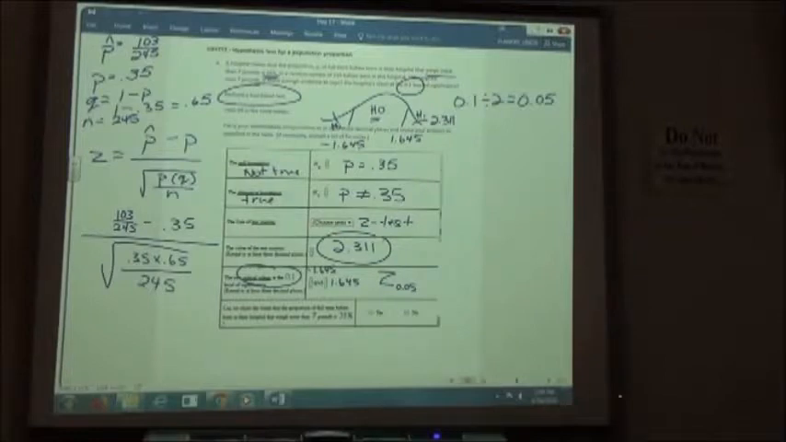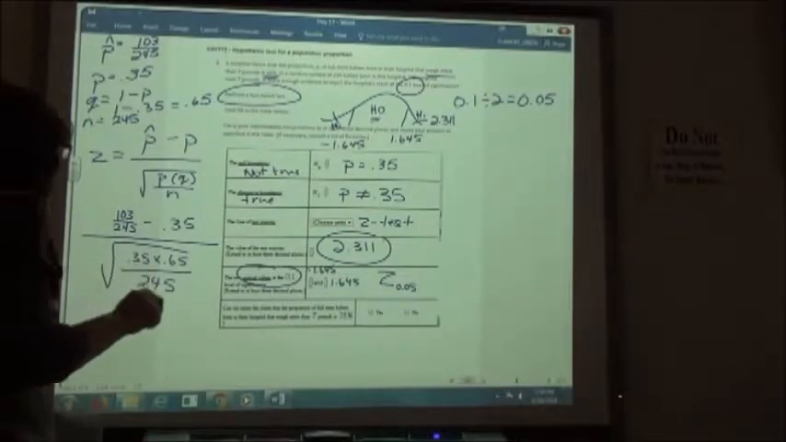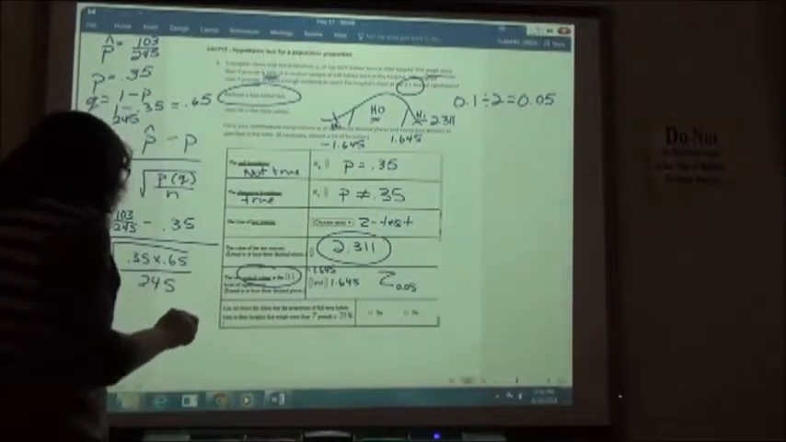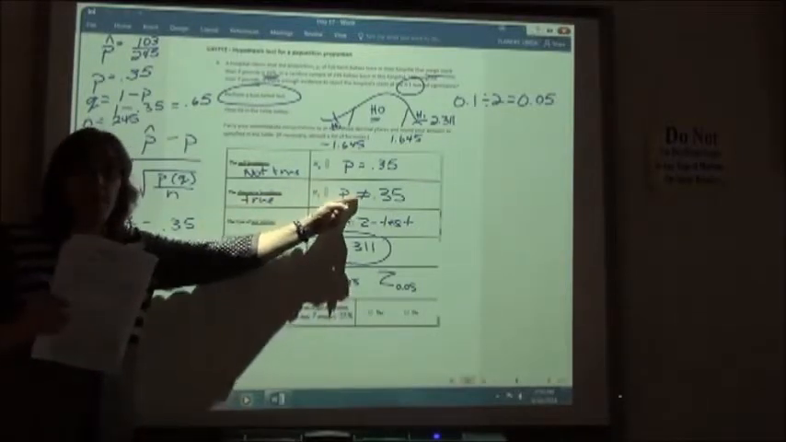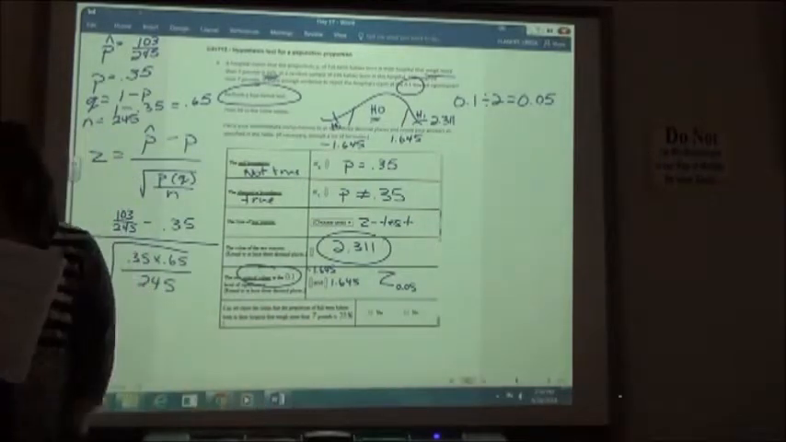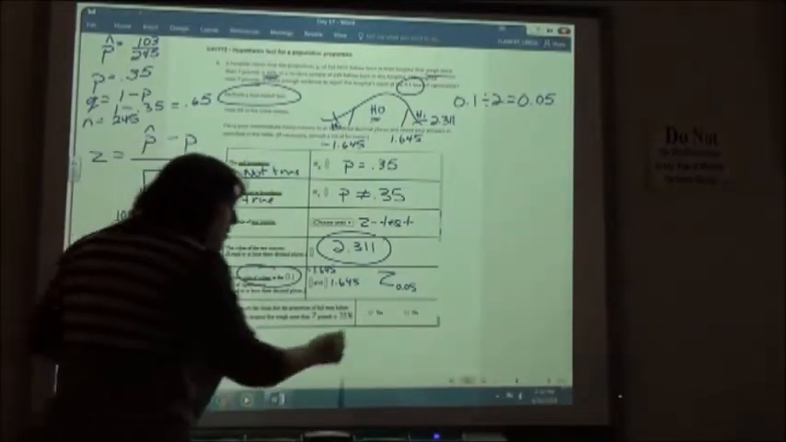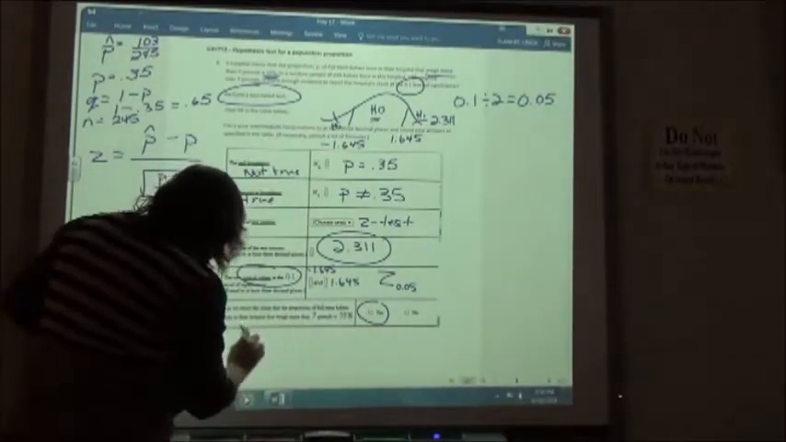So, can we reject the claim that the proportion of full-term babies born in the hospital who weigh more than 7 pounds is 35%? Can we reject the claim? Is it equal or is it not equal? It's not equal, so yes, we can reject the claim. It's not true, right? We're saying it's not equal, so yes, we can reject.